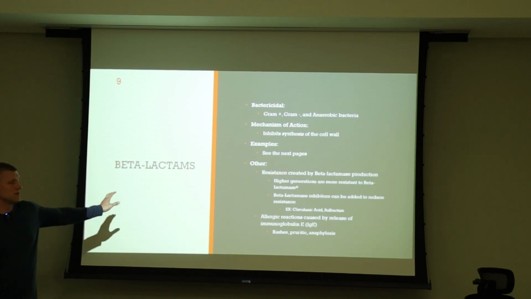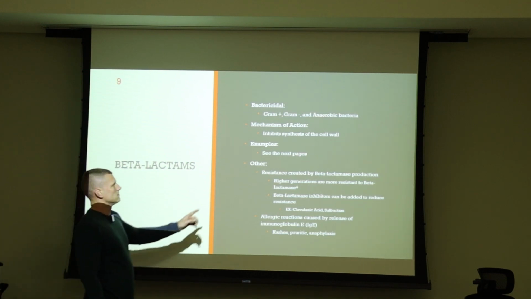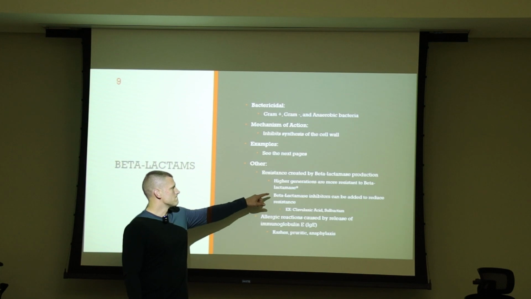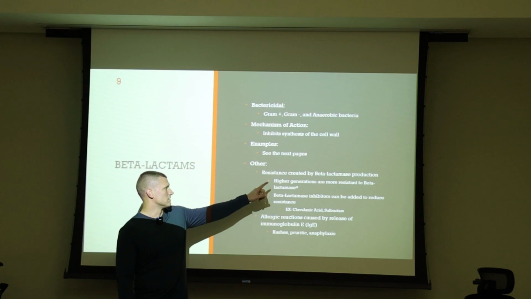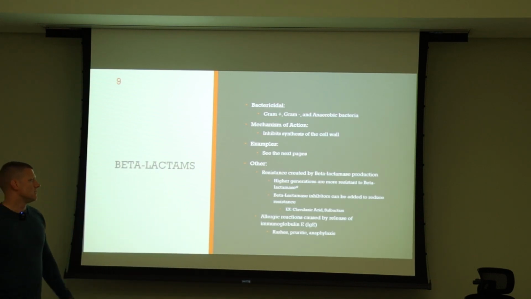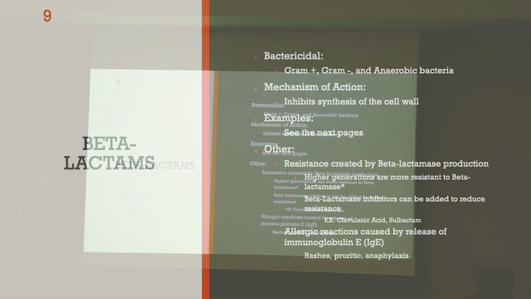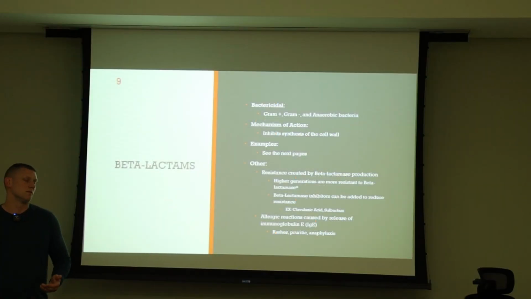So most of the time we're using beta-lactams. The big thing here is it inhibits the synthesis of the cell wall. The higher generations are more resistant to the beta-lactamase that causes resistance to these antibiotics. And then you can also add the beta-lactamase inhibitors, like Clavamox and Augmentin and things like that, have those potentiators with them. You can get allergic reactions from penicillin, as everybody knows.